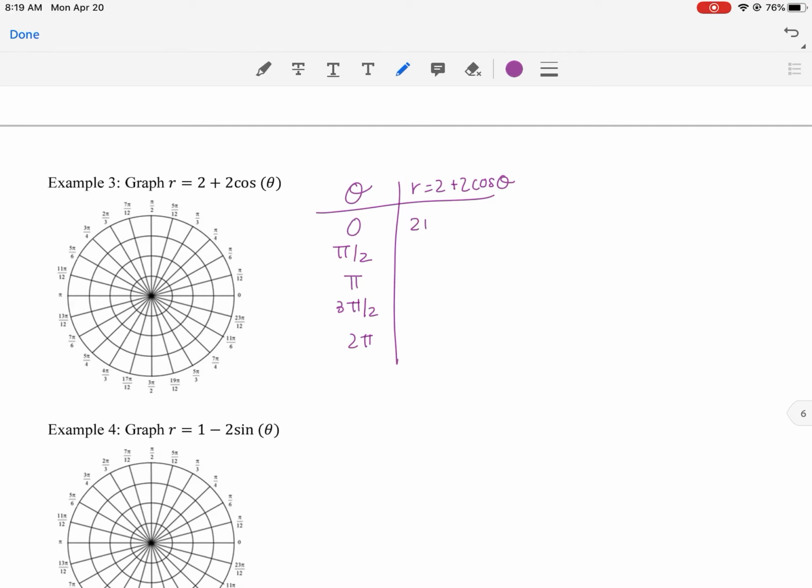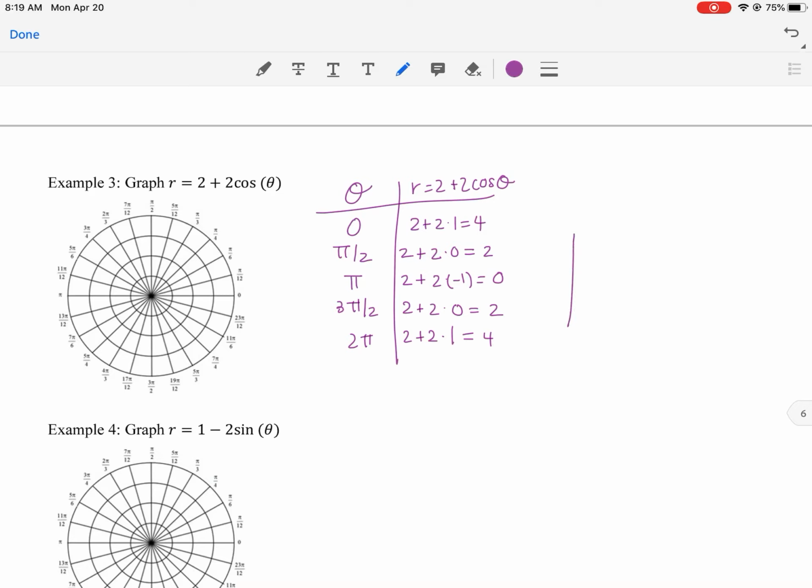I'm going to just plug it in. So we're going to do 2 plus 2 times cosine of 0, which is 1, so we end up with 4. Then 2 plus 2 cosine of pi halves is 0, so we end up with 2. 2 plus 2 times cosine of pi is -1, so we end up with 0. 2 plus 2 times cosine of 3 pi halves is 0, so we end up with 2. And 2 plus 2 times cosine of 2 pi is 1, so we're back to 4.